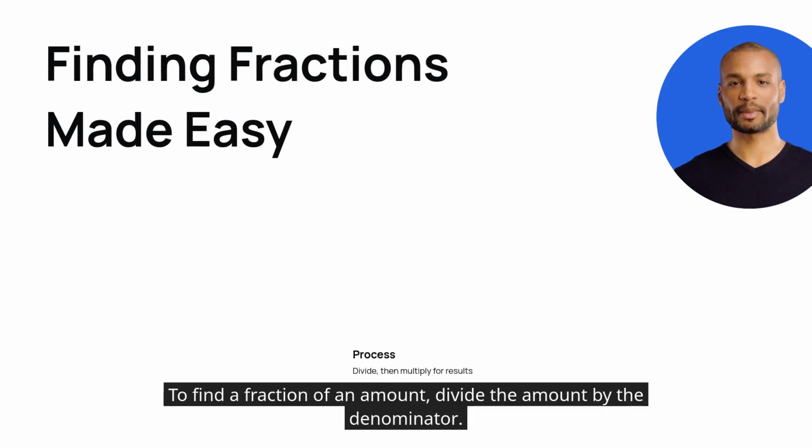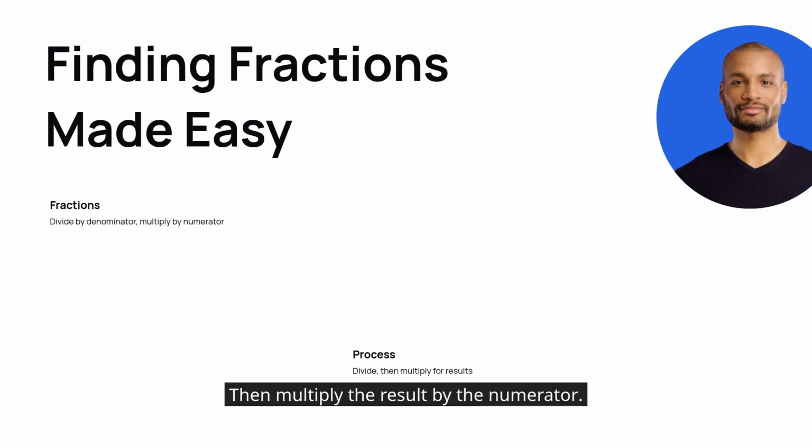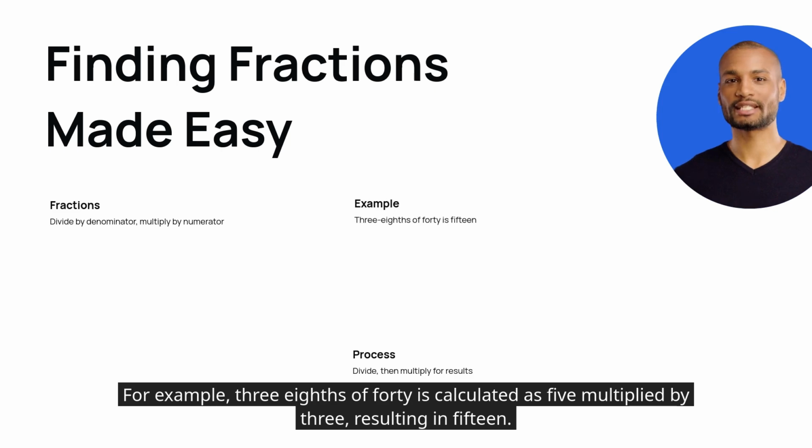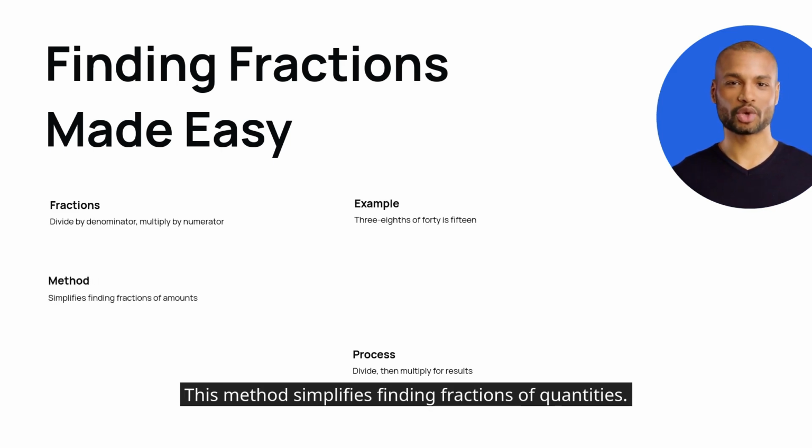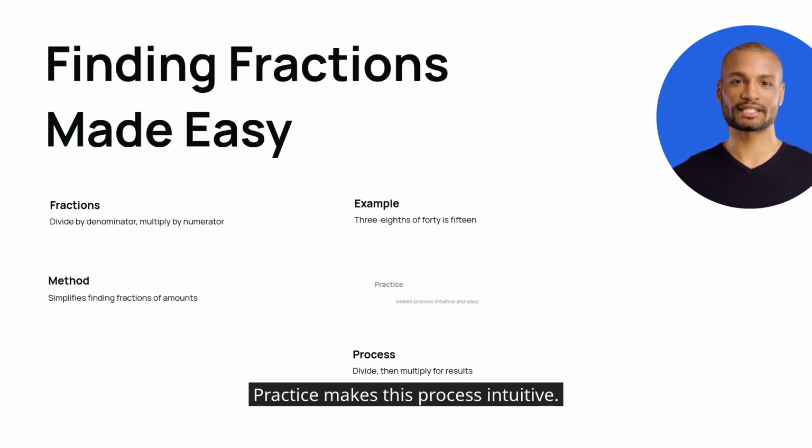To find a fraction of an amount, divide the amount by the denominator, then multiply the result by the numerator. For example, 3/8 of 40 is calculated as 5 multiplied by 3, resulting in 15. This method simplifies finding fractions of quantities. Practice makes this process intuitive.